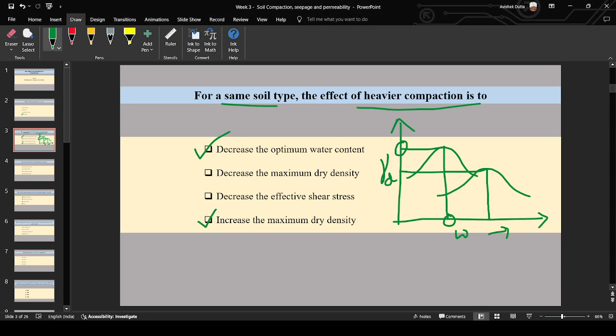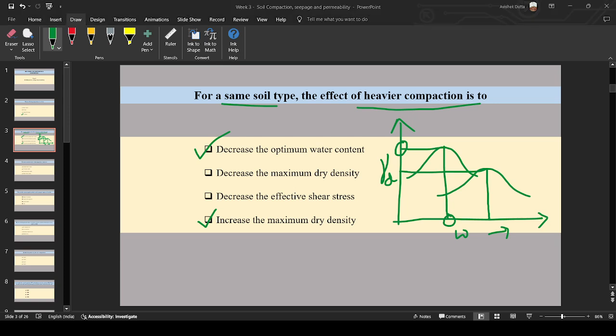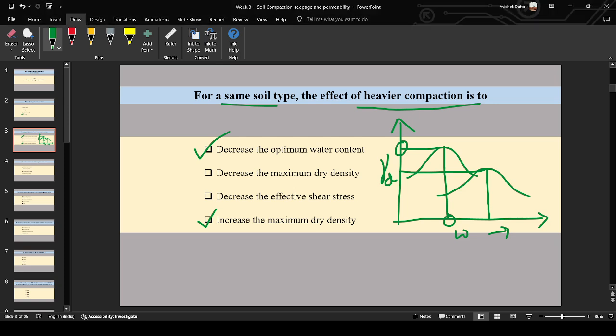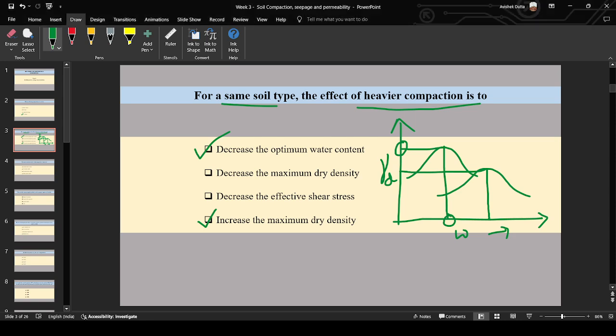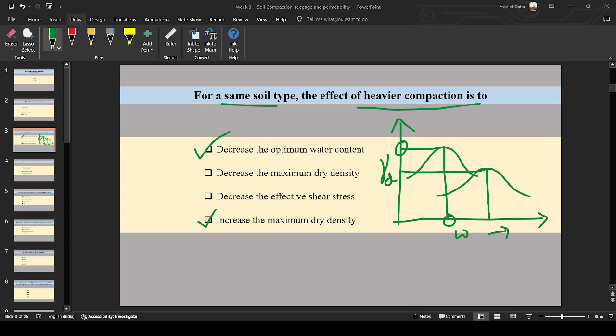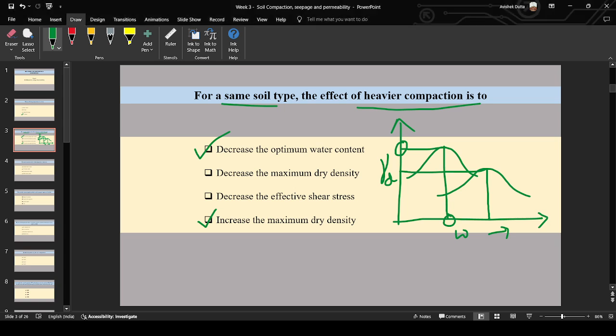Okay, decrease the optimum moisture content and increase the maximum dry density. So both the options are correct, the first one and the fourth one. Clear? Any question, any doubt? Okay, next question.